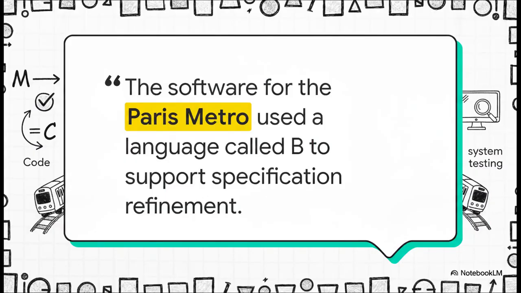And this brilliantly illustrates a real-world application of refinement-based development. The software for the Paris metro system was actually built using a formal language called B. Because the developers used specification refinement, literally transforming the mathematics step by step into code, they trusted the transformation so much that they completely bypassed software component testing. No way, right? They mathematically proved the components were correct, meaning they only had to run system tests at the very end. It's a truly phenomenal success story for formal methods.